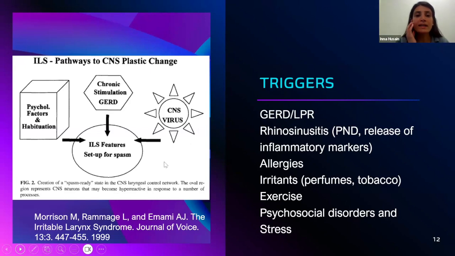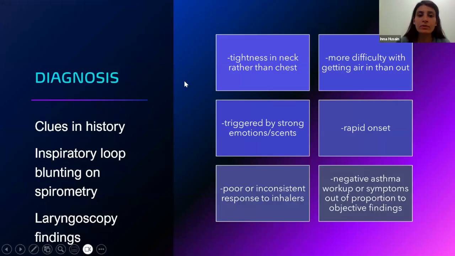Now, how do we diagnose somebody with this inducible laryngeal obstruction? Well, firstly, I look for clues in the history, and this is pretty easy, right? We ask patients, what do you feel when you're short of breath? What seems to be the triggers for it? A lot of the time, the answers to those questions lead us in the direction that this likely is some sort of laryngeal issue as opposed to asthma.